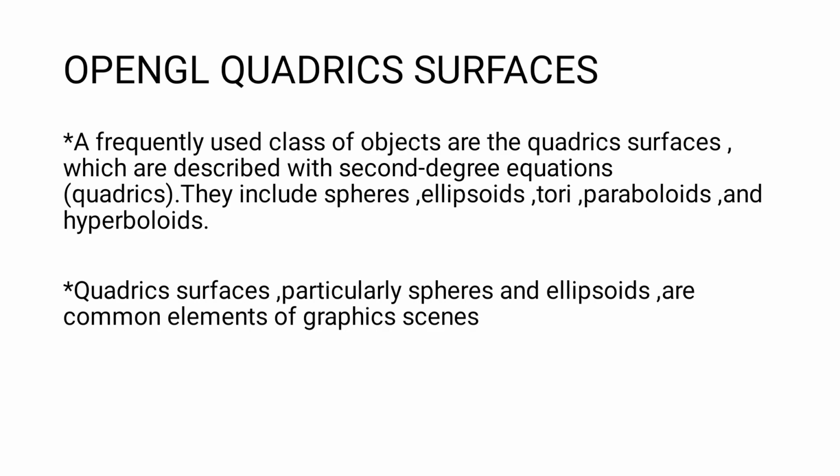What is an OpenGL quadric surface? A frequently used class of objects are the quadric surfaces, which are described with second degree equations, quadrics. They include spheres, ellipsoids, torus, paraboloids and hyperboloids. Quadric surfaces, particularly spheres and ellipsoids, are common elements of graphic scenes.